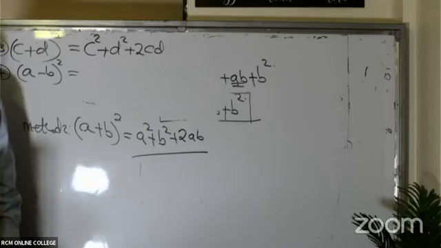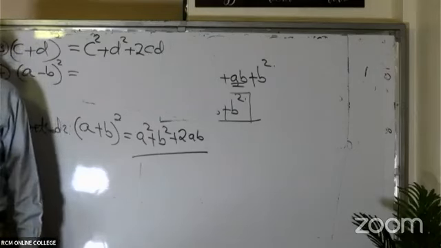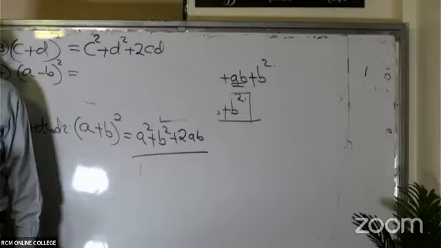Then we have Kale. Kale wants to talk to us. Hi, Kale. Go ahead and unmute yourself and talk to us. I think the answer is A squared minus B squared plus 2AB.